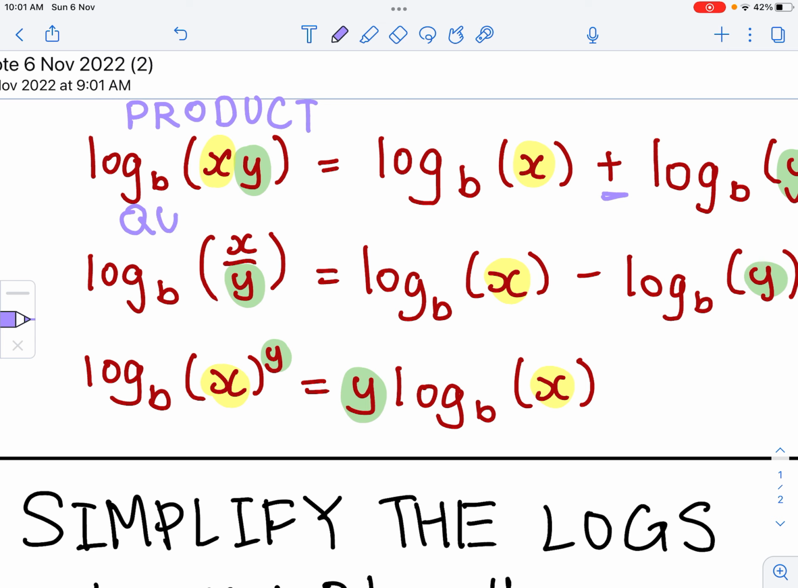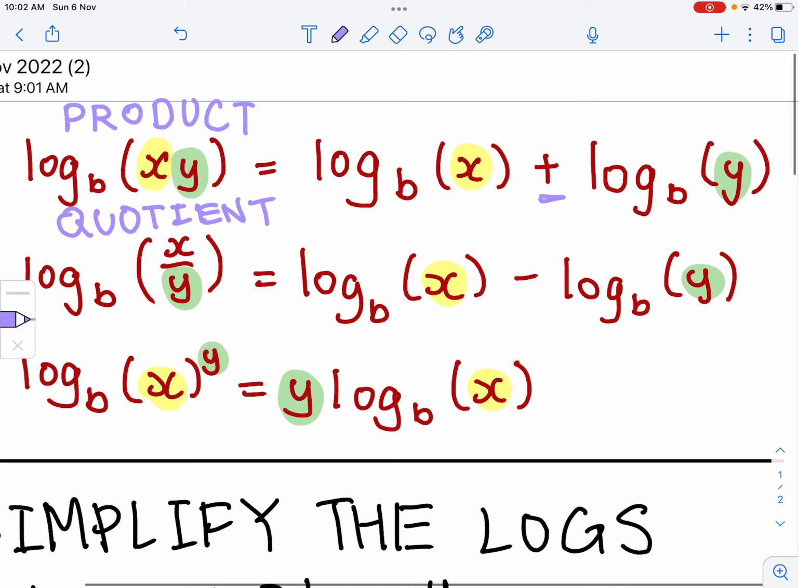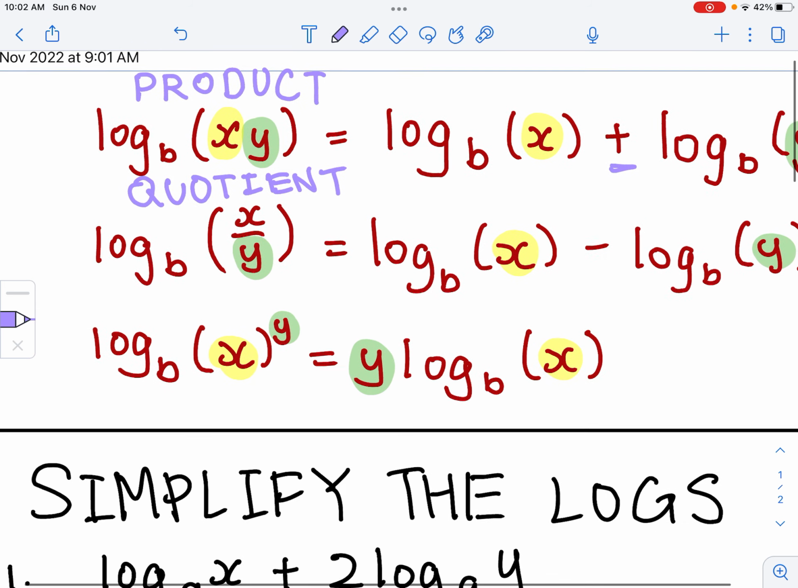Now the quotient property means if you see log b of x over y, so x divided by y, then that means log b x minus log b y. So when you see a fraction, then the top one has to minus the bottom one.